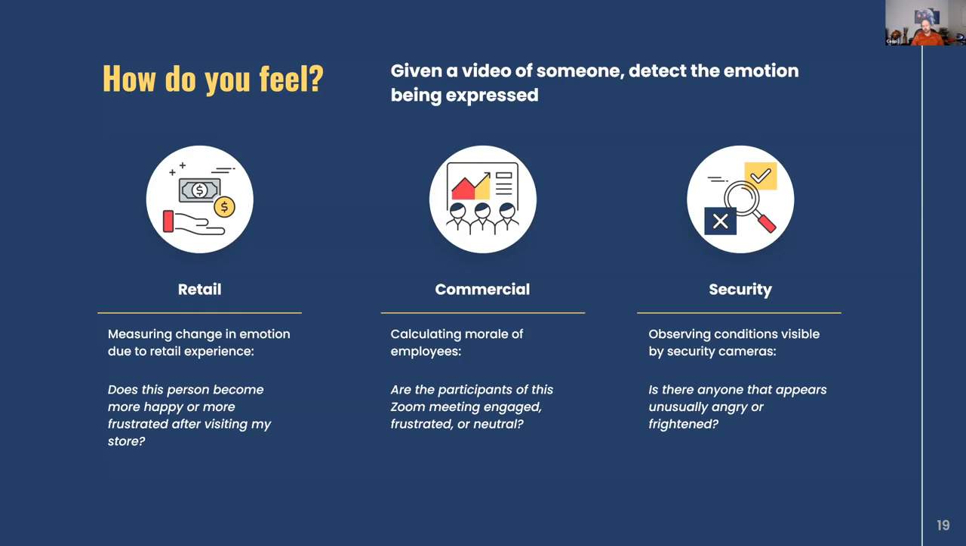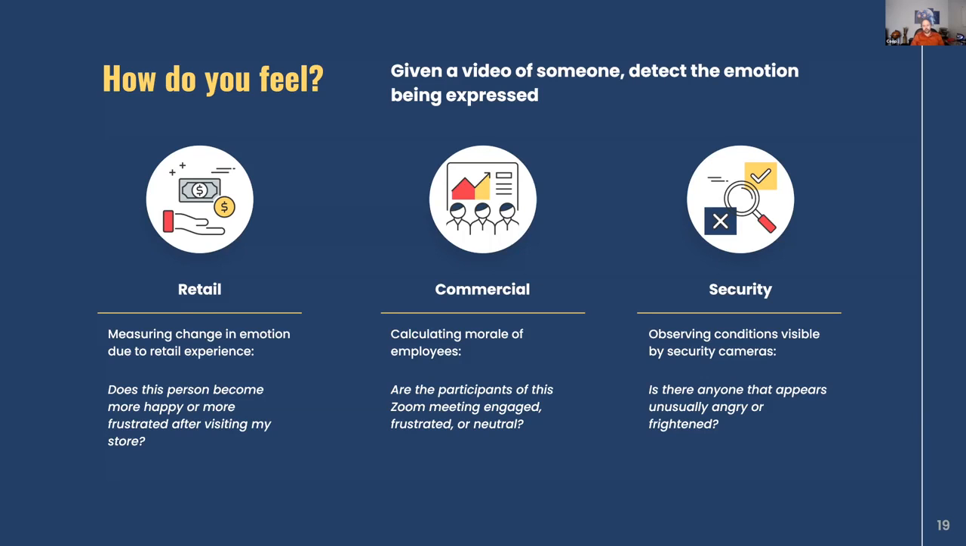And in the commercial world, it gets into the more theoretical, and this example probably is the more controversial. We could look at the cameras of the participants of a Zoom meeting and determine if they are engaged, frustrated, neutral, happy, and so forth. So there's a lot that can be done with this system.